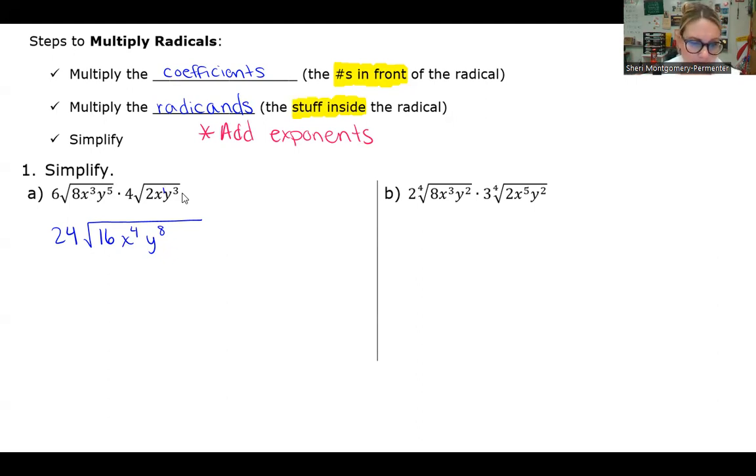Yeah. So I'm going to rewrite this 24. And 16 is the same thing as 4 to the second power. And I'm going to rewrite my exponents too. So 4 is the same thing as 2 and 2, so I can say x squared. And then y, I'm going to break it up. And how many times am I going to write it?